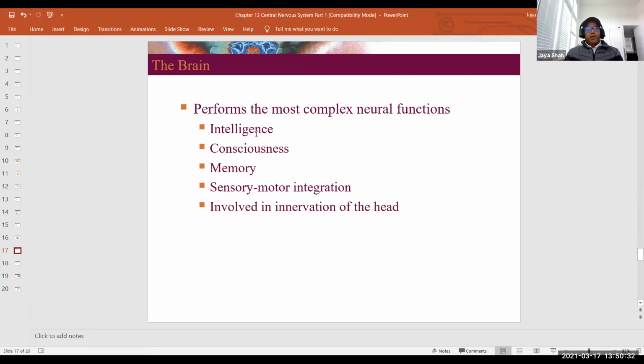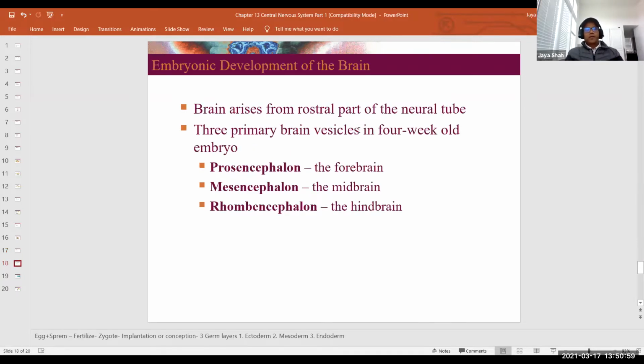Now, some parts of the brain perform the most complex neural functions like intelligence. Intelligence means association, recalling, judgment, conscious level, memory, sensory and motor integration of the sensory and motor neurons involved in innervation of the head, like cranial nerves. These are all functions of the brain. Calculation, judgment, emotion, all are functions of the brain, okay?